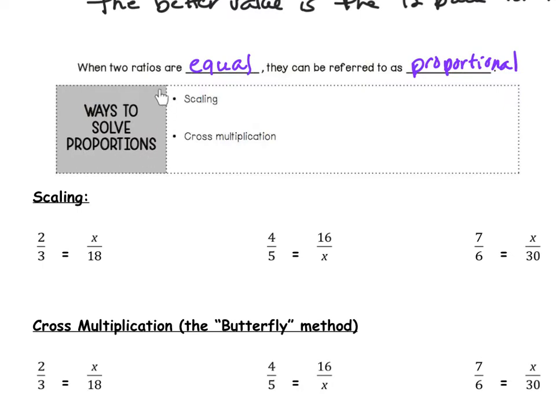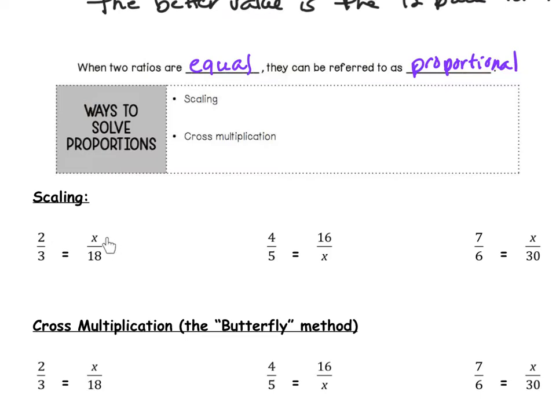So next we're going to talk about ways to solve a proportion. So one way to solve a proportion, or to find out if, or to make an equal ratio, is by scaling, and another way is to cross multiply. So let's look at our examples that they have given us right here and see what we can do with those. So this first example, if we look at it, we see 2/3, 2/3, and they've given us both parts of the ratio.